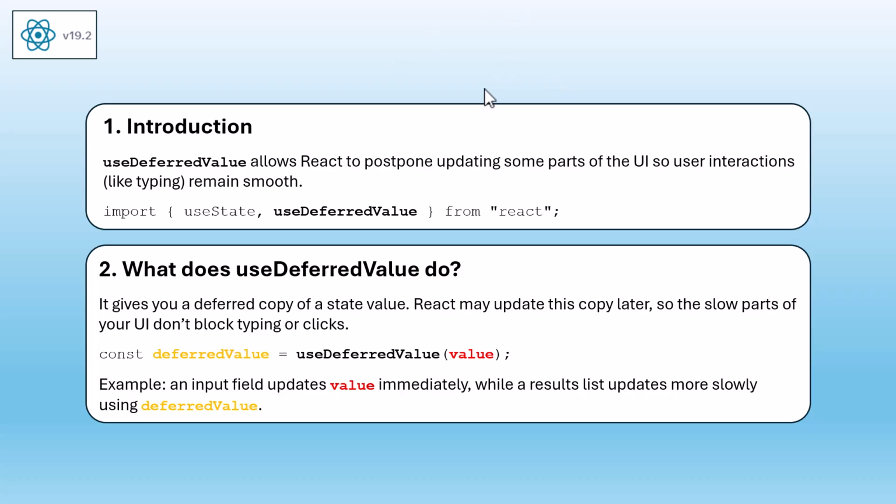In other words, you continue to update the fast-changing part, such as the input field, instantly, and defer the slower part, such as a large list or chart, so that typing remains fluid. During the initial render, the deferred version of the value is the same as the value itself. On updates, React will render with the new value in the main UI, but the deferred value will remain as the old value for a moment, giving time for the slower UI to catch up in the background.